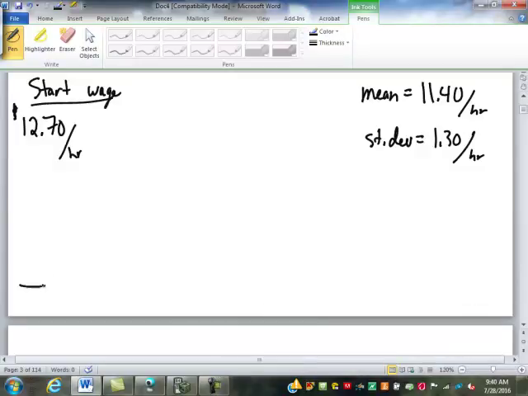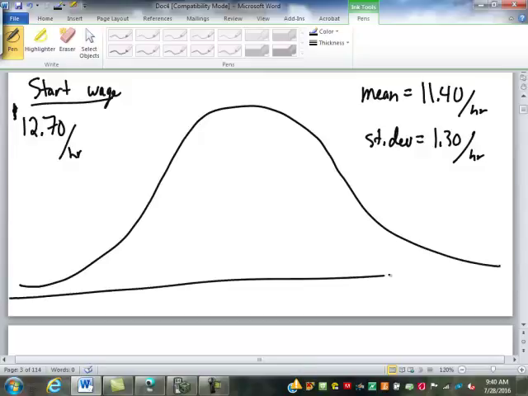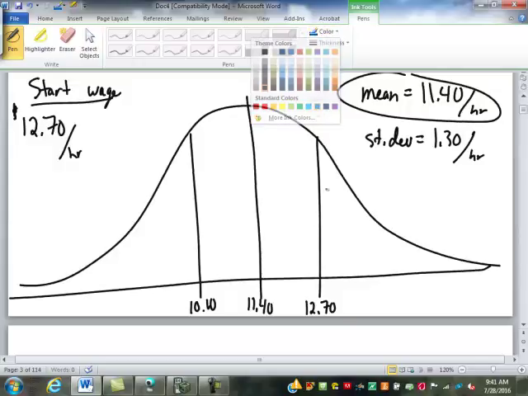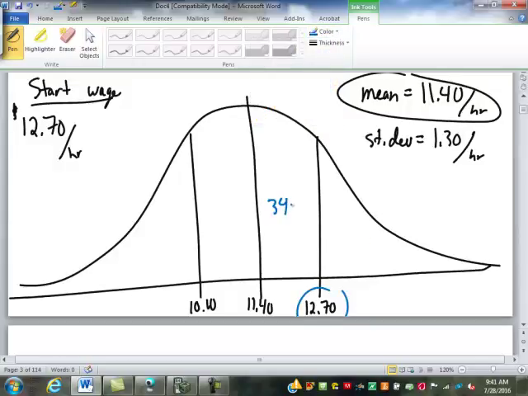So if I draw out my curve here, I don't even really need to do the whole thing. The center of my curve is going to be 1140. The mean always goes at the center. If I go one step this way, I'm going to be subtracting the 130. This will be 1010. Going one step this way, it would be 1270, which is what I am being offered right there, right? This percent here is 34%.